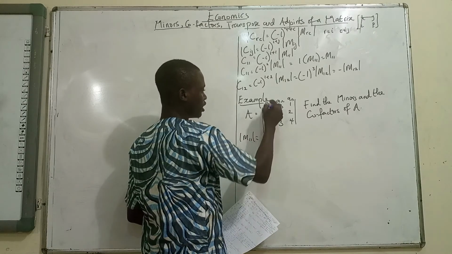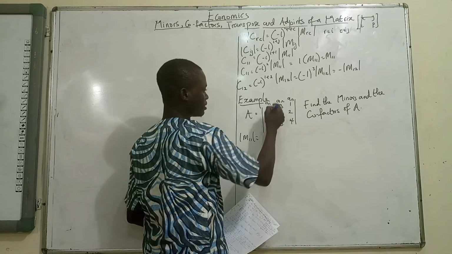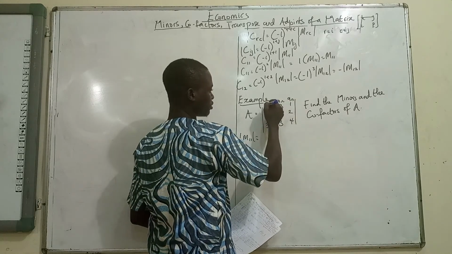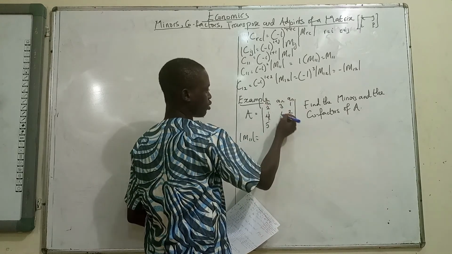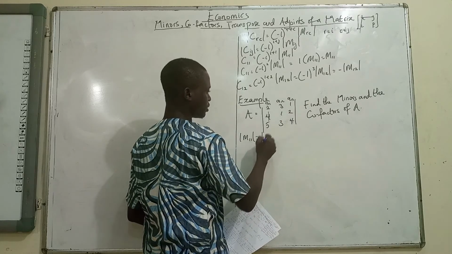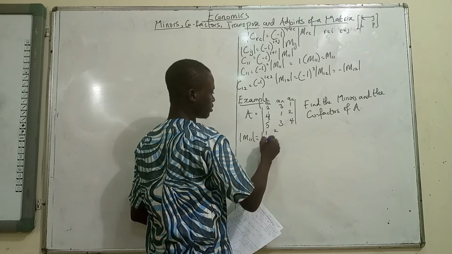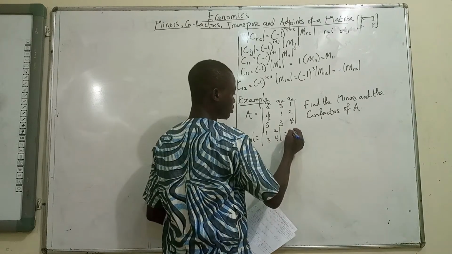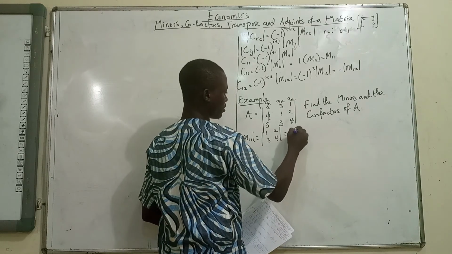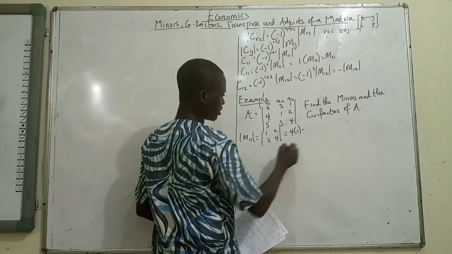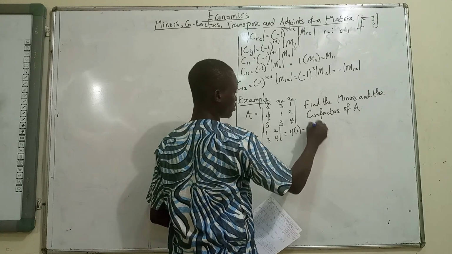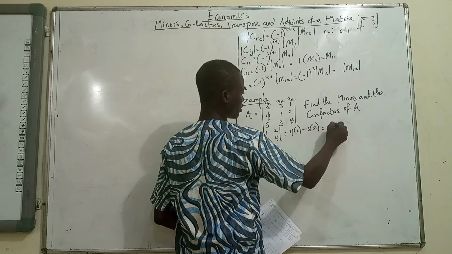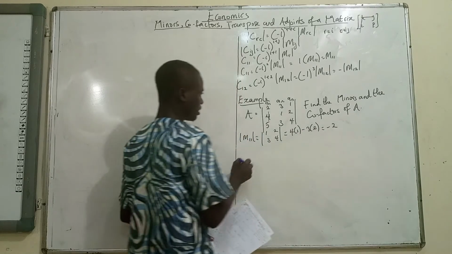is going to be, we cross this out, right? When we cross this out, we are left with 1, 4, 3, 2. So we are left with 1, 2, 3, 4. To find the determinant will be 4 multiplied by 1 minus 3 multiplied by 2, which is going to give us minus 2, because this is 4 minus 6. Now that's that about that.